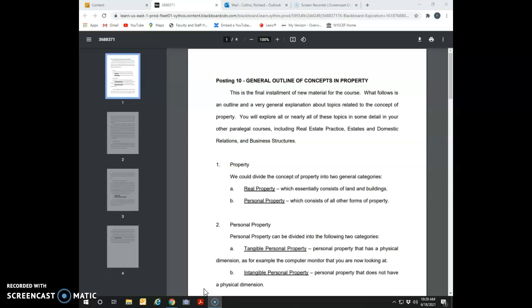I don't teach any of those courses, so this is what I have to say in a very general way about just some general outline that hopefully will put you on a platform to understand the other more specific rules better. In any event, we could start out by dividing property into 2 general categories: real property, land and buildings, and personal property. And for our purposes, we could say all other forms of property.